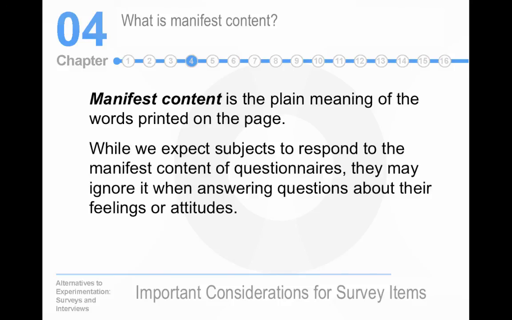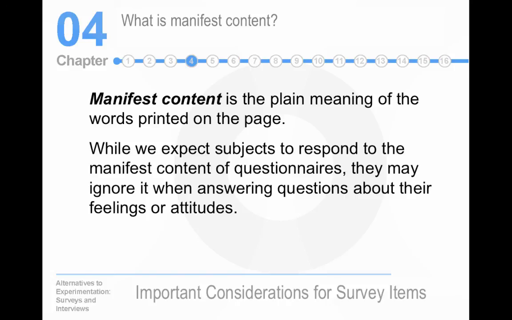Yeah. We talk about the manifest content and the latent content and what people read into questionnaires. This really comes from Freud, who talks about the manifest and latent content of dreams, where the manifest content's the storyline of the dream, and then the latent content is what the dream really means.